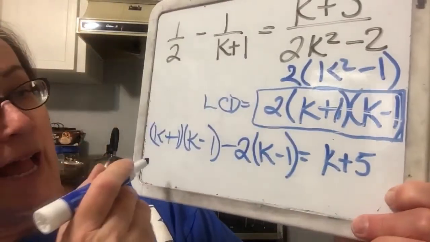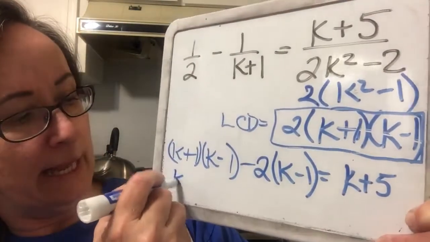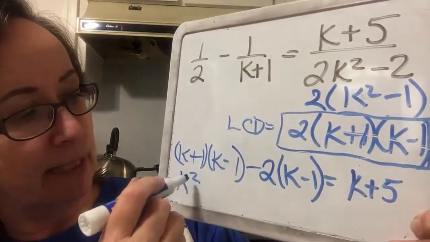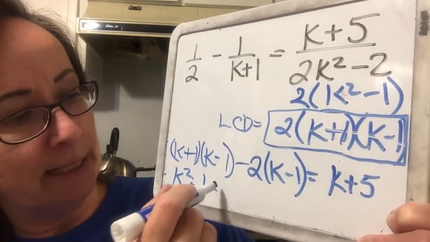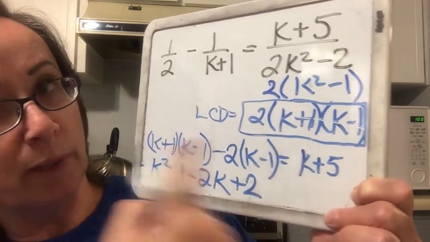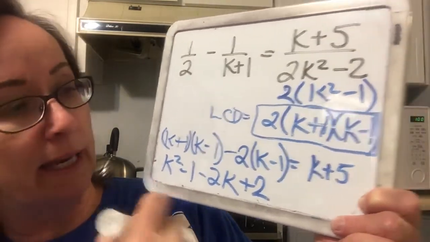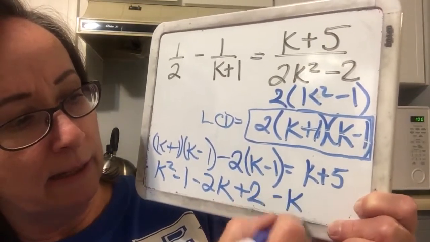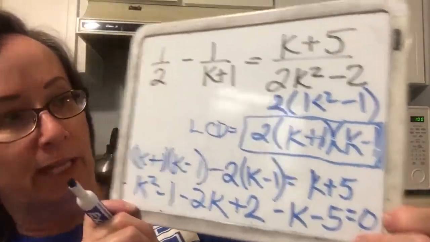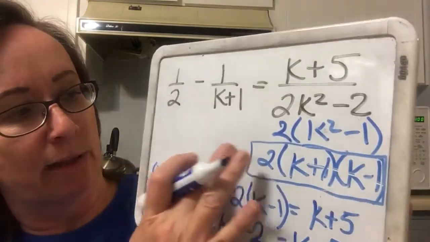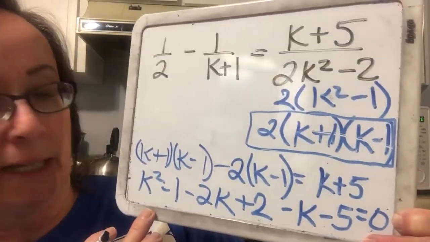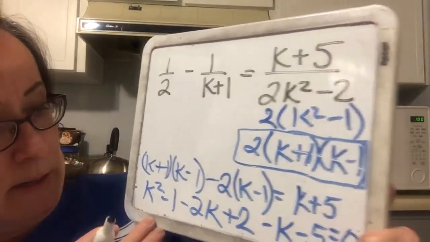So now I'm going to FOIL this together and get k squared. Since it's conjugates, my middle term will disappear, and I'll get k squared minus 1 minus 2k plus 2. I'm going to bring everything to the left because I do have a quadratic. So minus k minus 5 equals 0. Okay, so now I've got a little bit of room up here. I'm going to go ahead and erase my little LCD symbol. That is my LCD. But now I'm going to simplify this down here, trying to do it on the same board so I don't get all confused.